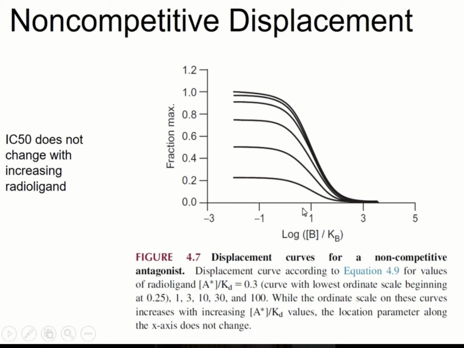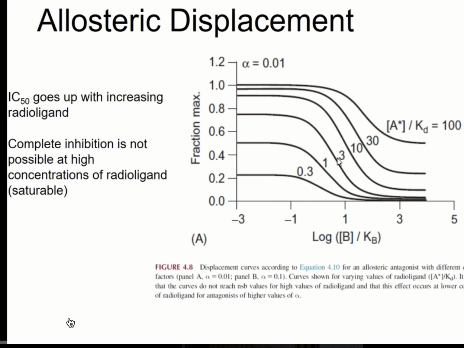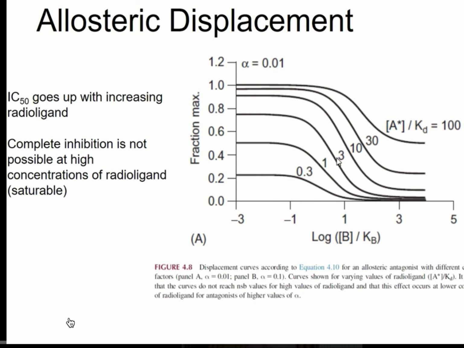And so if you see this, you know that your antagonist is a non-competitive antagonist. A third type of antagonist is an allosteric antagonist. And we have an entire lecture on allosteric ligands later on. But remember, an allosteric ligand binds to a location other than where the agonists bind. So they're binding to different locations. And so it is possible for one to bind and then the other to bind. It's not a one or the other situation.